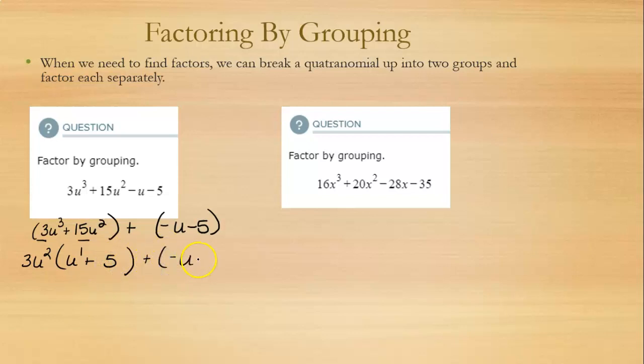Now I want you to notice something. These are close to matching, but not quite. If I take a negative 1 out, what that will do is turn both of these positive, and now they match. So this is now your GCF. You're left with u plus 5 times 3u squared minus 1.